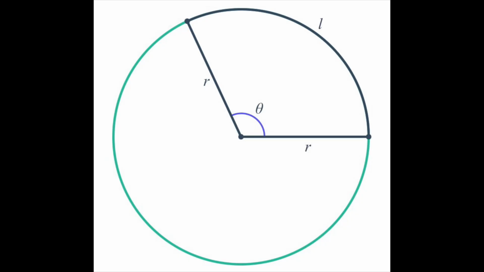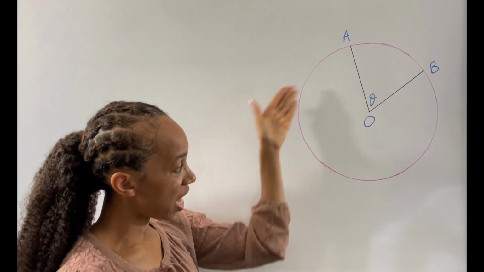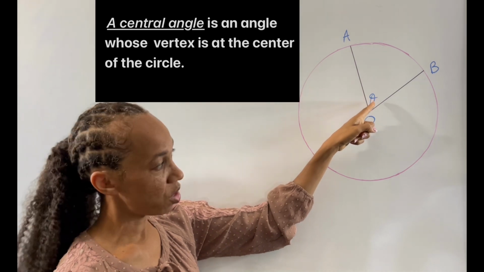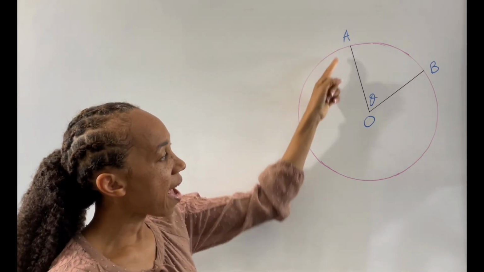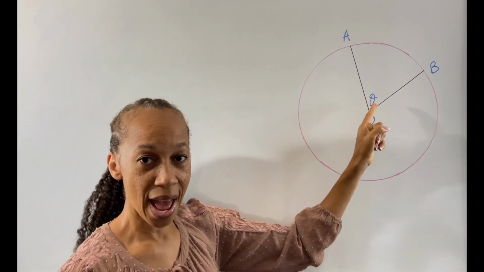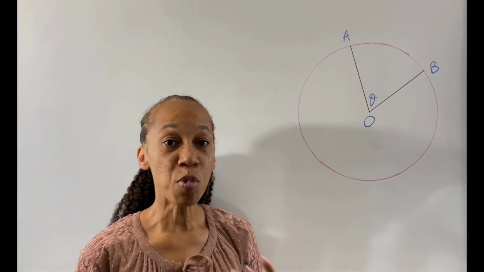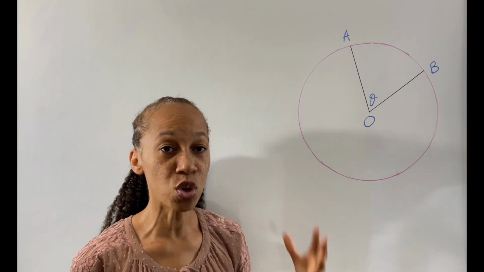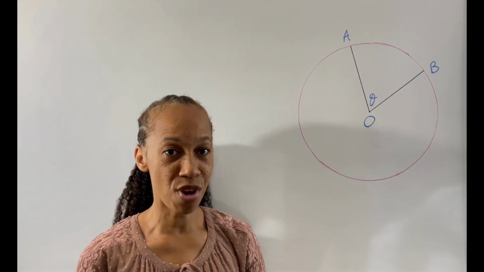Now, what is a radian? A radian is a measure of an angle that, when it is drawn as a central angle, subtends an arc whose length is equal to the length of the radius of the circle. If you have the circle here, this is the central angle. We call it the angle measure. You can also say that angle AOB would be your central angle. If you want to know the measure of this and you're given radians, I'm going to show you how to convert from radians to degrees and also how to convert from degrees back to radians.